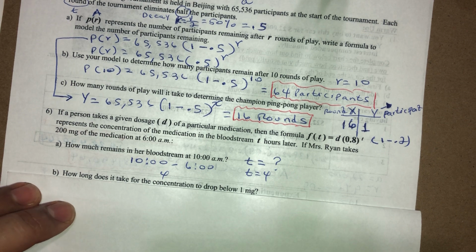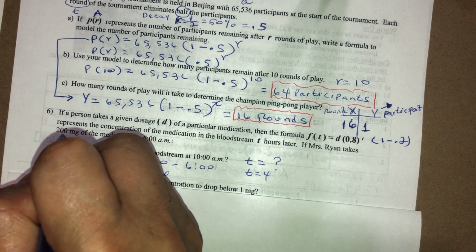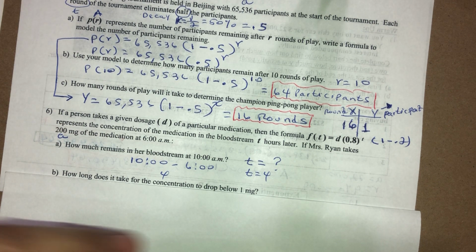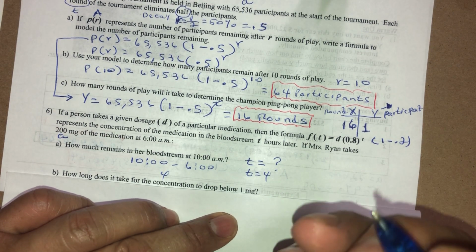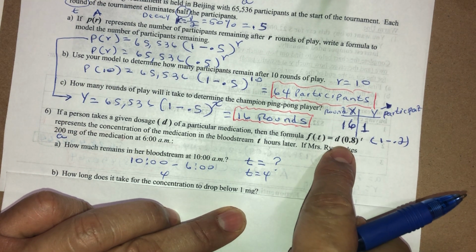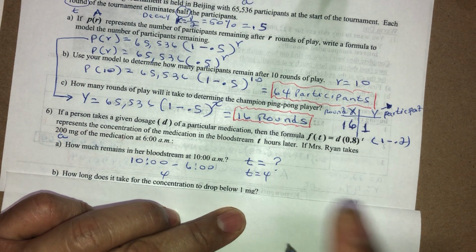Now, what was your initial amount? The initial amount is 200 because that was when you took your first medication, your first dose. I don't know if you say dose or doses, anyway. So let's use the formula and solve, okay?